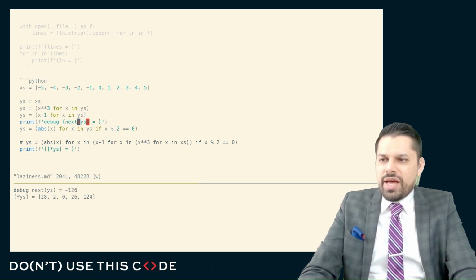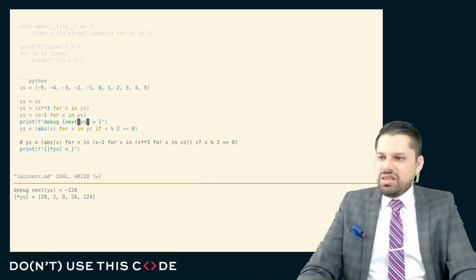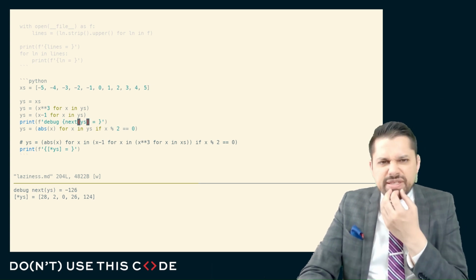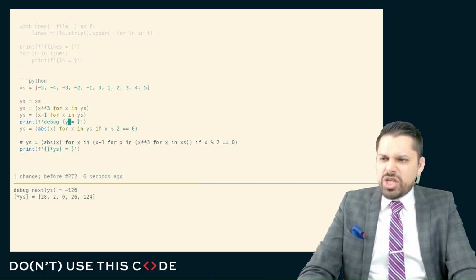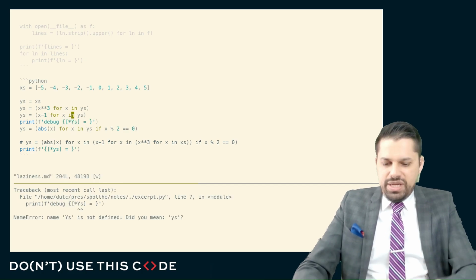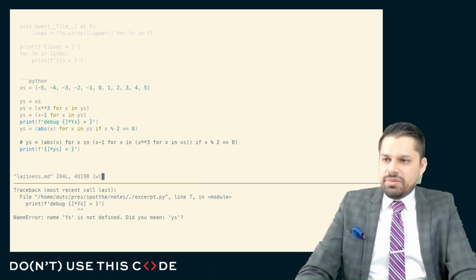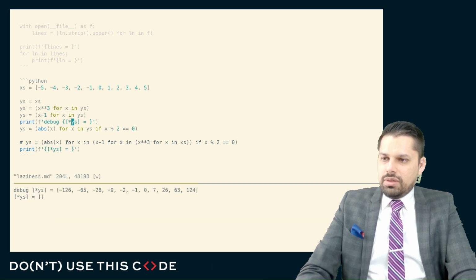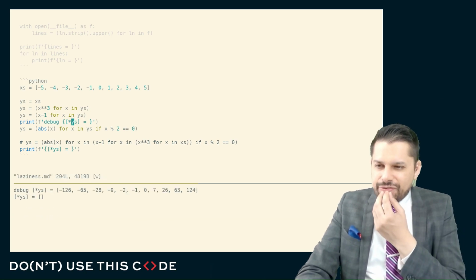Let me just look at the first value of this. OK, the first value of this is negative 126. OK, this seems to be working correctly. Or let me take a look at what the result of the intermediate step is. Like that. OK, those are the values here.